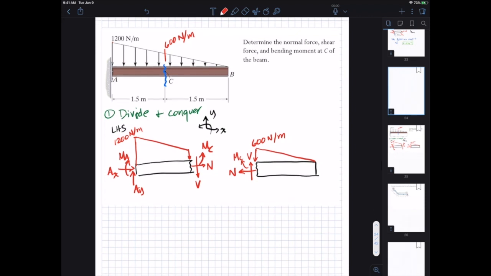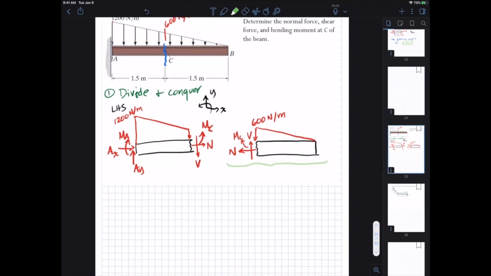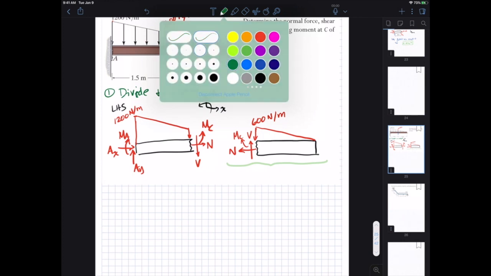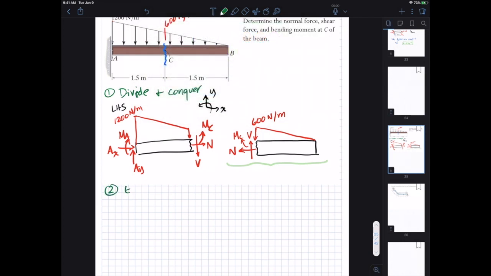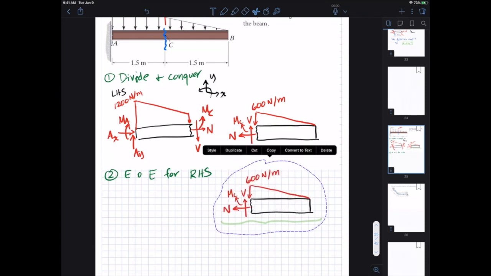So hopefully everybody agrees that the free body diagram on the right seems to be the easier one, right? So let's use that one to apply our equations of equilibrium. So we'll use this for the right-hand side. So let's go ahead and simplify first that free body diagram by replacing the distributed load with an equivalent force.